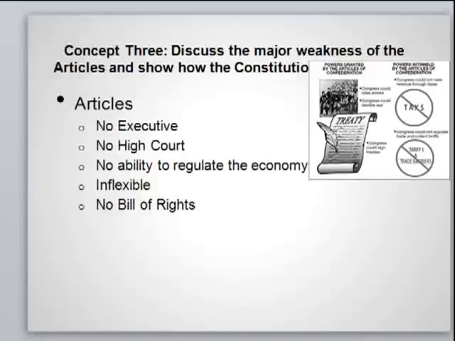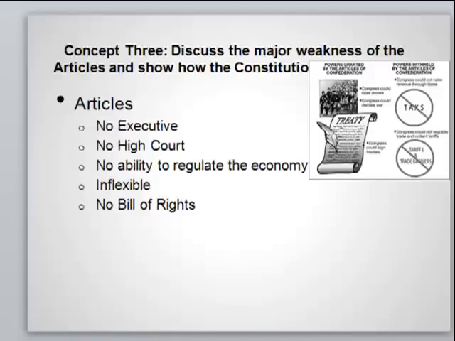Hello, this is for my U.S. History 1 students, still looking at the Articles of Confederation versus the Constitution. This will be a two-part, maybe even a three-part concept. It's important to understand the Constitution, since we peg a lot of our identity to it. It has a lot of consequences in our everyday lives, so we're going to really dive into this.